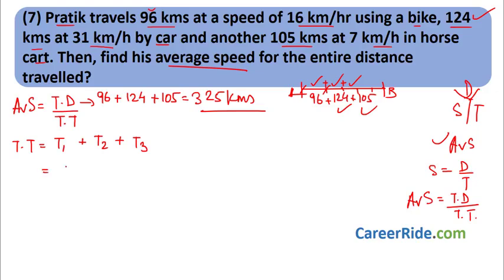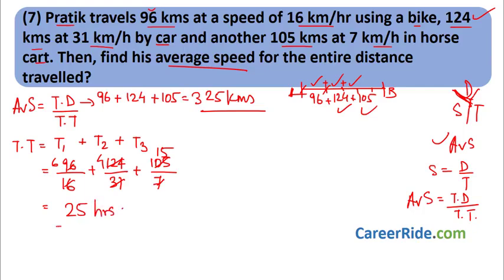What is the formula for time? Time is nothing but distance upon speed. What is the distance traveled in case of bike? 96 kilometers. What is the speed? 16. Then in case of car, distance is 124 kilometers, speed is 31, plus T3, 105 kilometers, that is in case of horse cart, and speed is 7. What is the answer? 96 by 16 is 6, 124 by 31 is 4, 105 by 7 is 15. 6 plus 4 is 10, plus 15 is 25 hours. Total time taken is 25 hours.